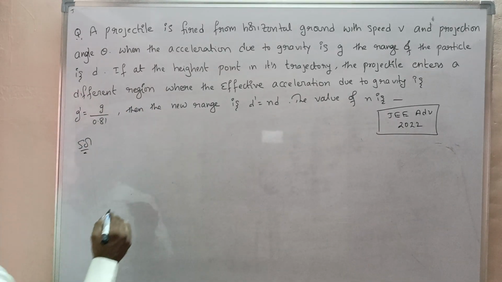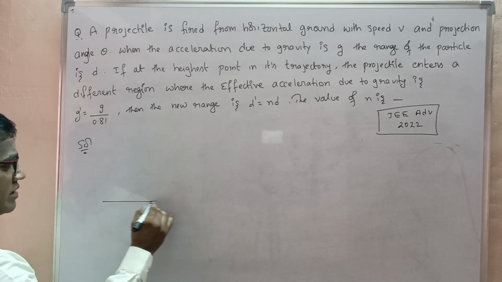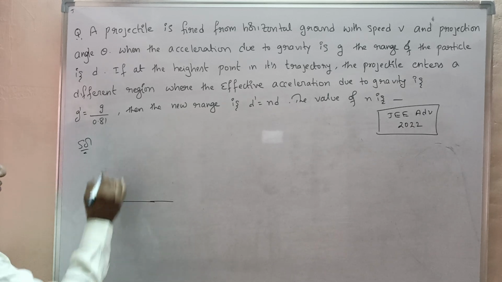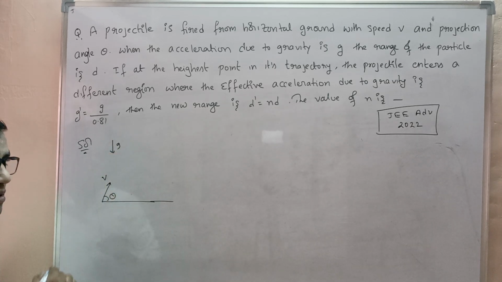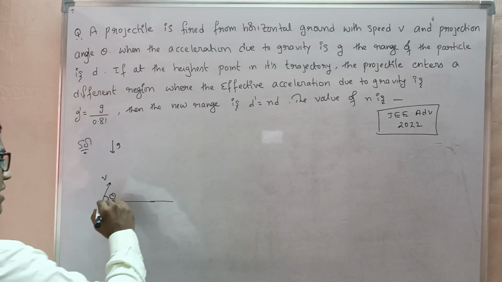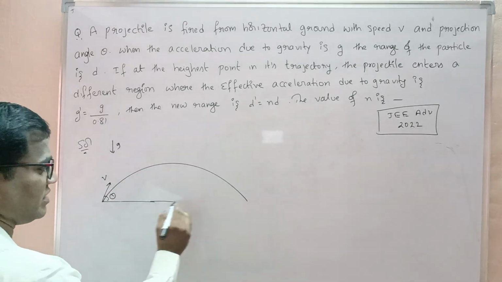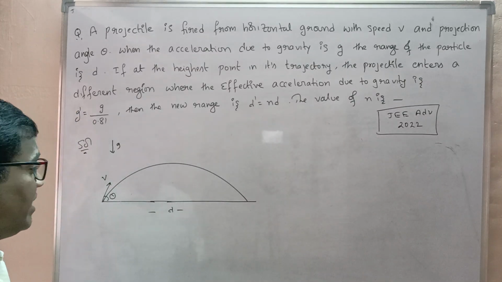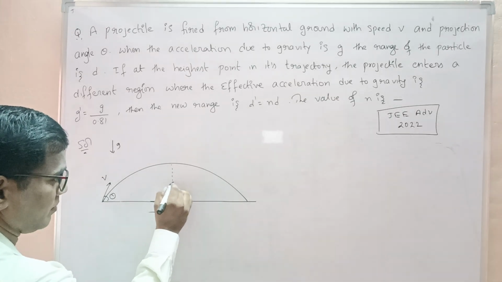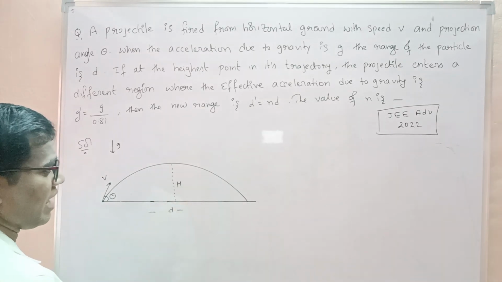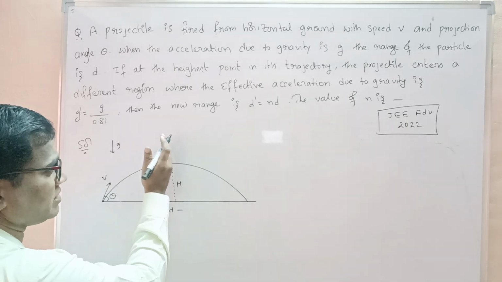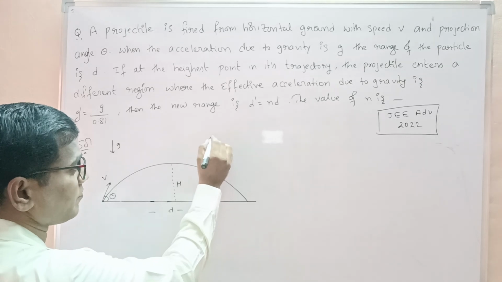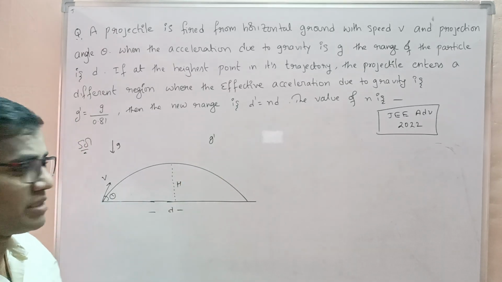See what is given here. A body is projected with some speed v by making angle theta. When the acceleration due to gravity is g, the range of the projectile is d. And at the maximum height, for example, this one is the maximum height, it enters into the new region where the acceleration due to gravity is g dash.